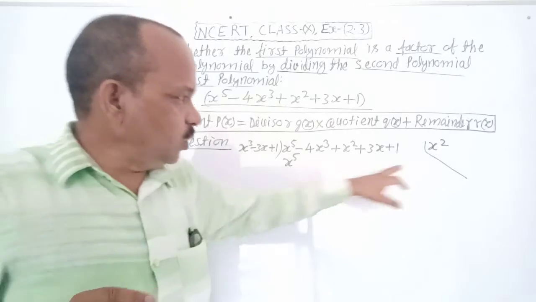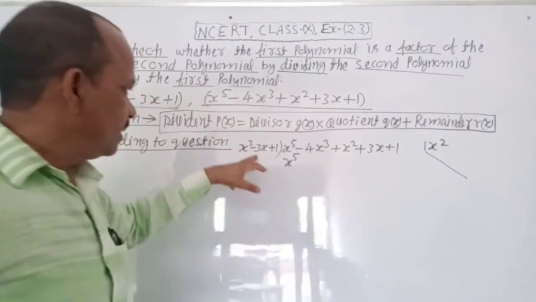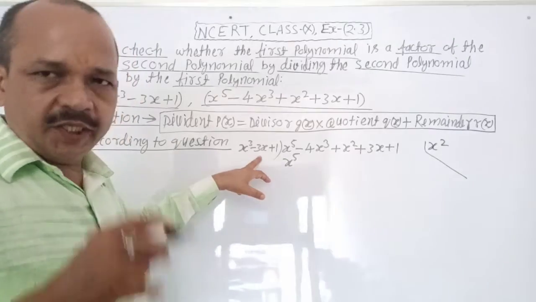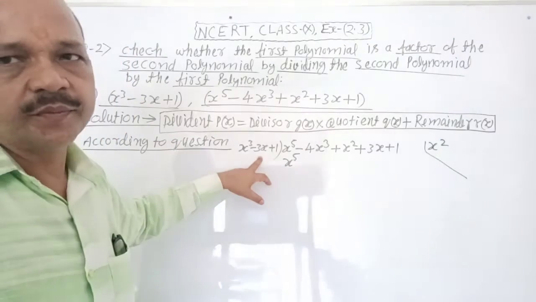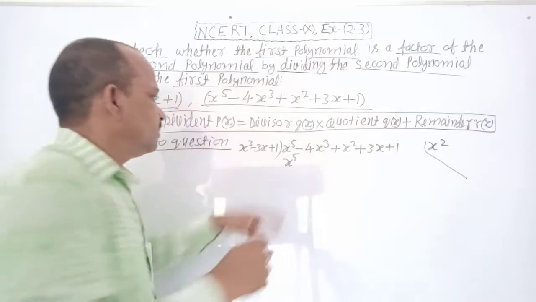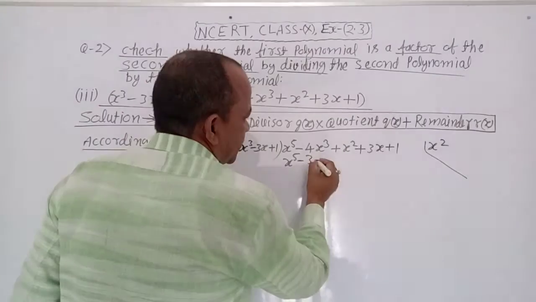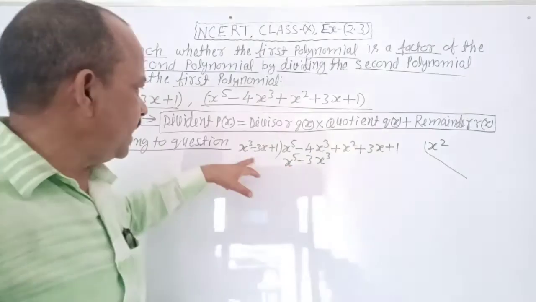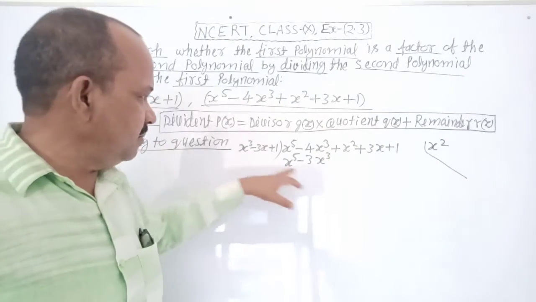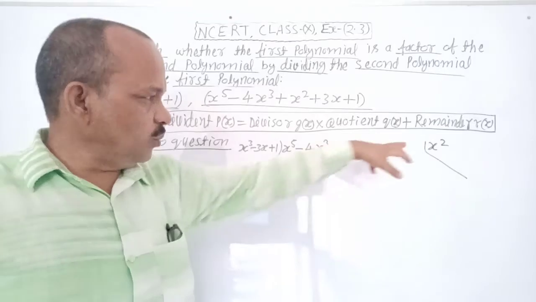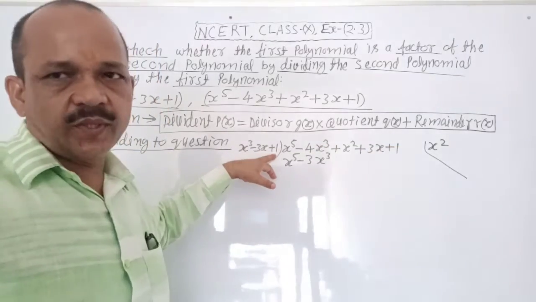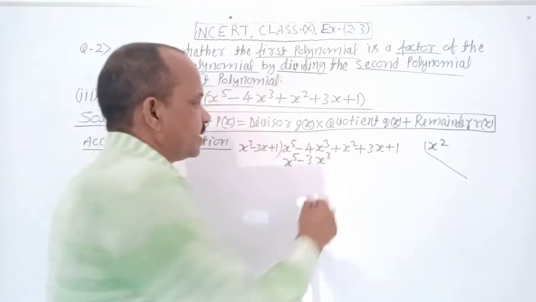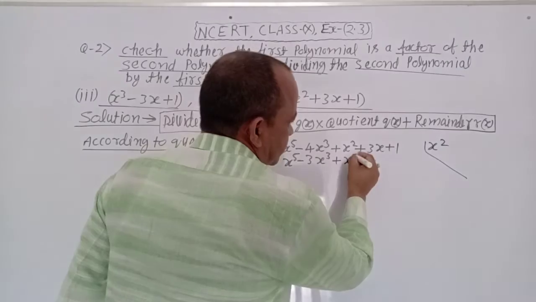Now you multiply x square and minus 3x. It becomes minus 3x cube. You write here minus 3x cube. Now you multiply x square and plus 1. It becomes plus 1x square, so you write here plus x square.